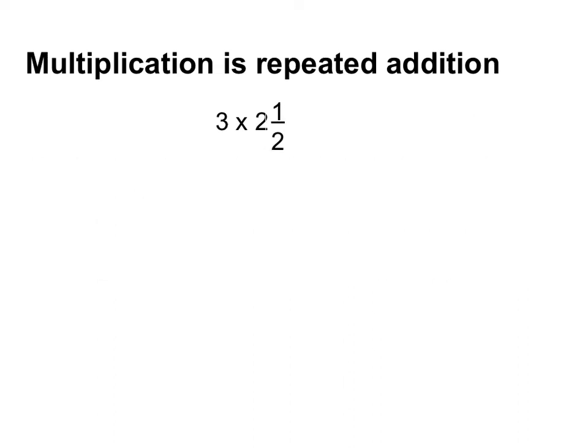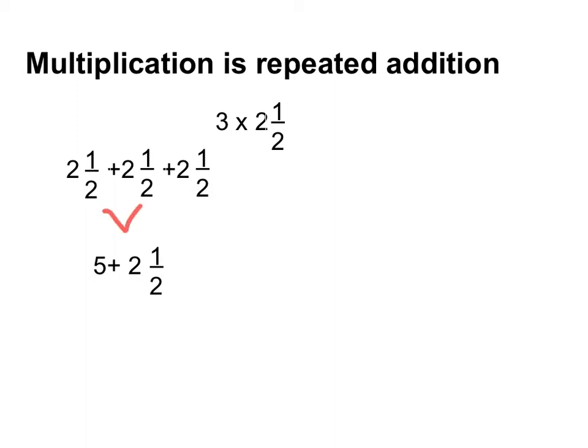Here's an example using repeated addition. So now I have 3 times 2.5. So this is 2.5 added 3 times. So there's 2.5 plus 2.5 plus 2.5. So 2.5 plus 2.5 is 5. And then I add this other 2.5. 5 plus 2.5 is 7.5. So 3 times 2.5 is 7.5.